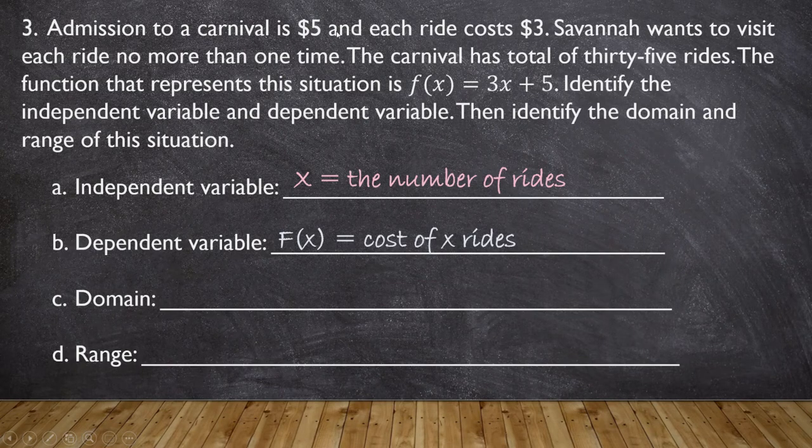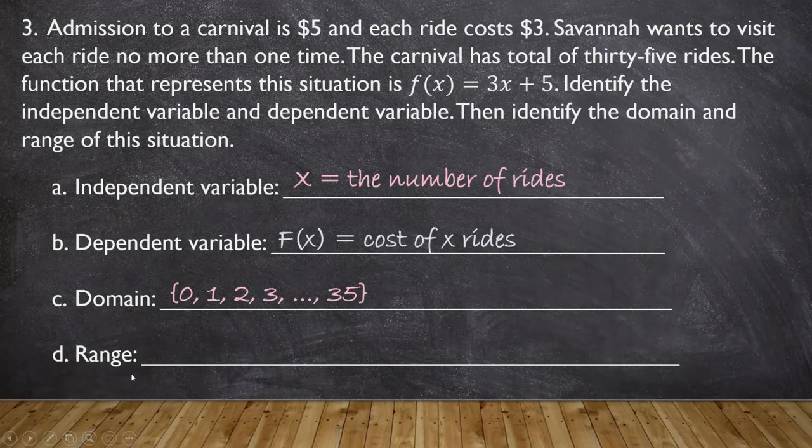All right, and then our domain. So look up here, it says she doesn't want to ride them more than once, and there's a total of 35 rides. So she could ride 0, she could ride 1, 2, 3, etc., all the way up to a max of 35. So now she couldn't ride 1.2 rides, so it's not continuous and everything in between. We have just the whole numbers from 0 to 35. I didn't want to write all of them, so this ... and then our last one is the lazy version of that. Okay, so this would be acceptable notation.